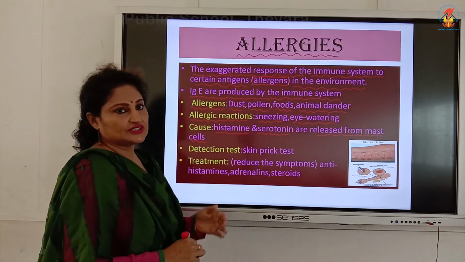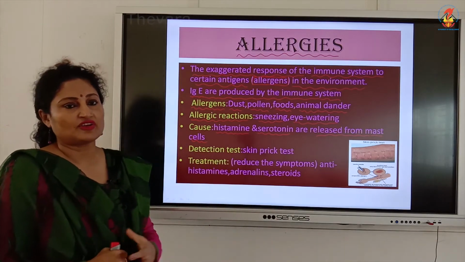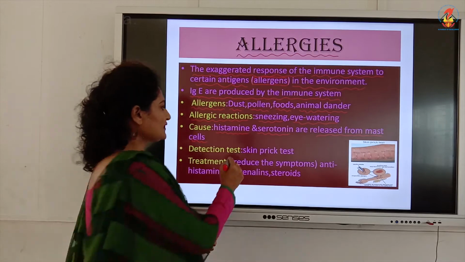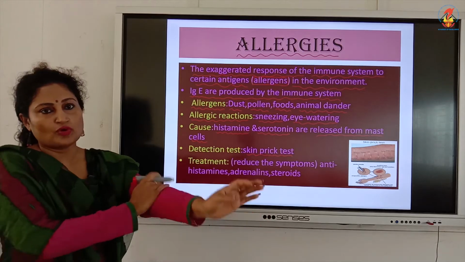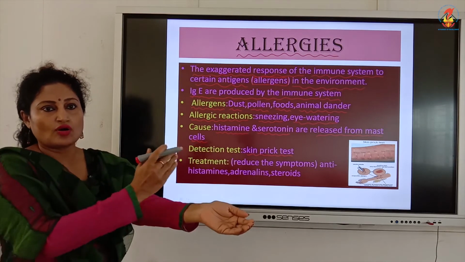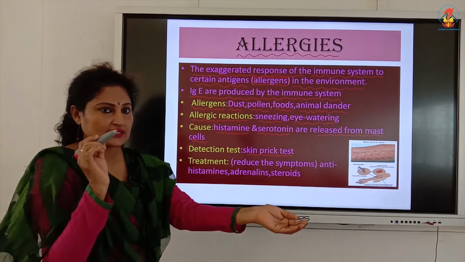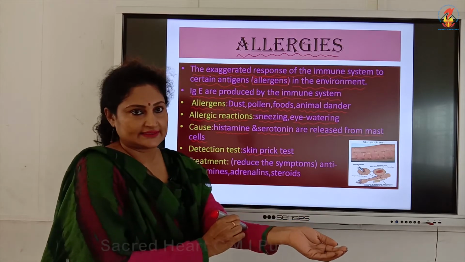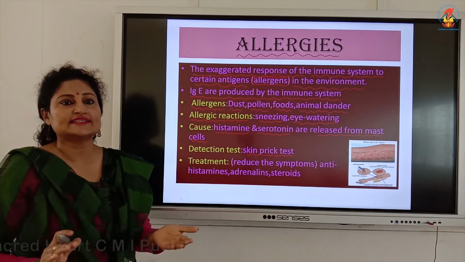Detection of allergies. How do we detect that we are sensitive to a particular allergen in the environment? There is a test called the skin prick test or the puncture test, or it is also called the patch test. In this test, the upper part of your forearm is cleaned with alcohol or a sanitizer, and on the skin with the help of a marker it is coded with numericals 1, 2, 3, 4, 5. Nearly 50 allergens are tested at a stretch.